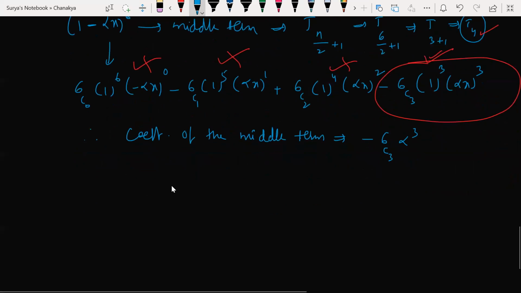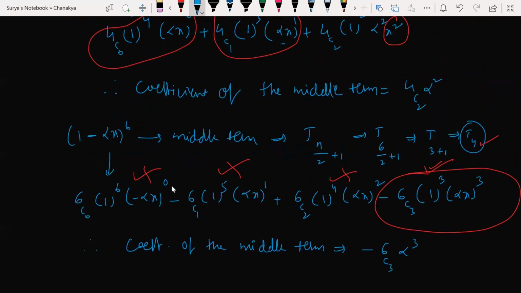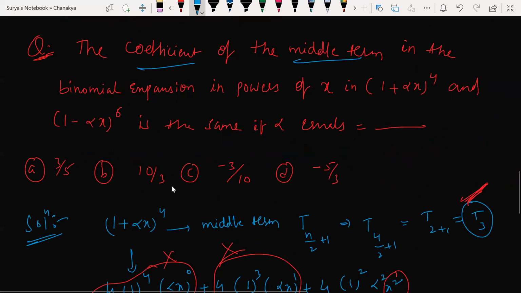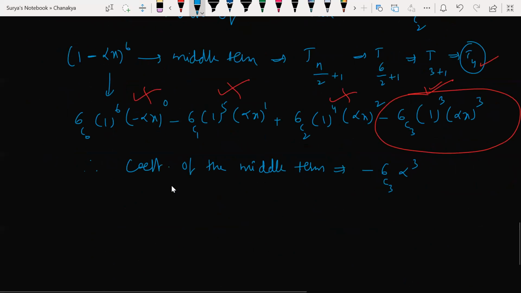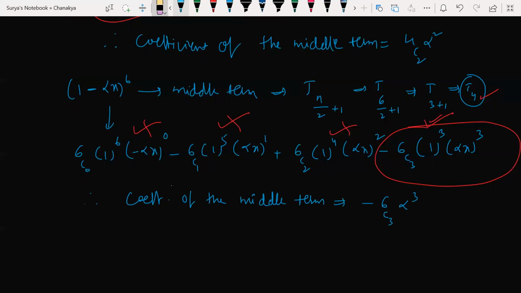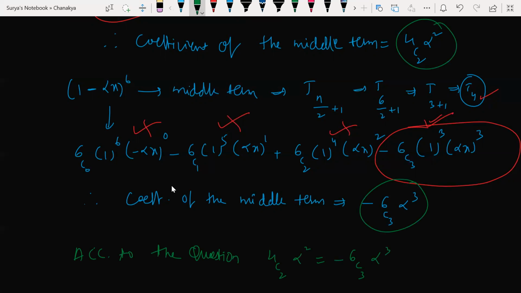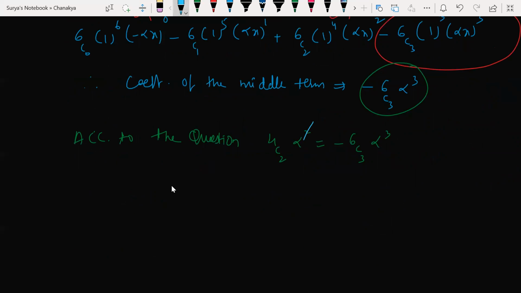So what we need here: both coefficients are equal, he has given. Look at this here. The coefficient of this and this is the same. Then alpha is equal to what? So I'll be equating this equal to this. Correct? So according to the question, this is what is given. So the 2 times will get cancelled.